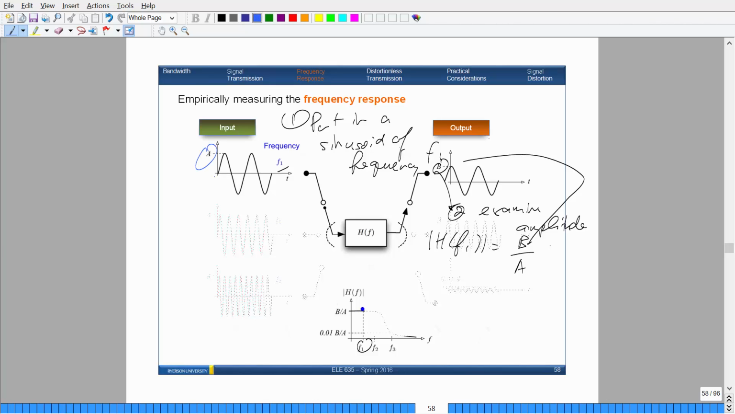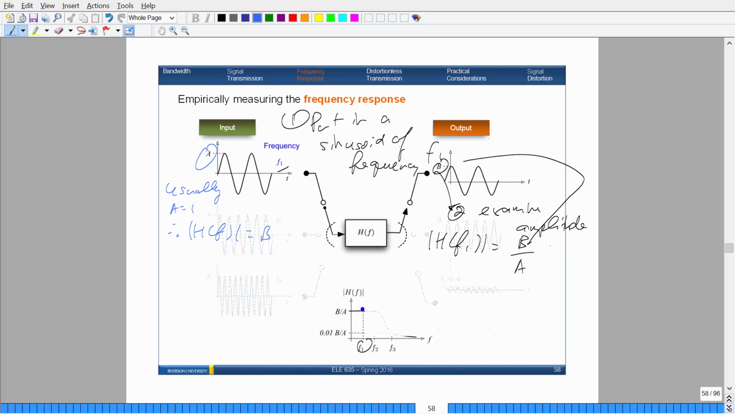By convention, we usually set A equal to 1, because that way you don't have to worry about the division. You just look at the output and that's what you use. So usually A is equal to 1 to make things easier. Therefore, the magnitude would just be B. Then when you plot this, you figure out what frequency you set it at, and you plot the magnitude. So that's the first frequency.